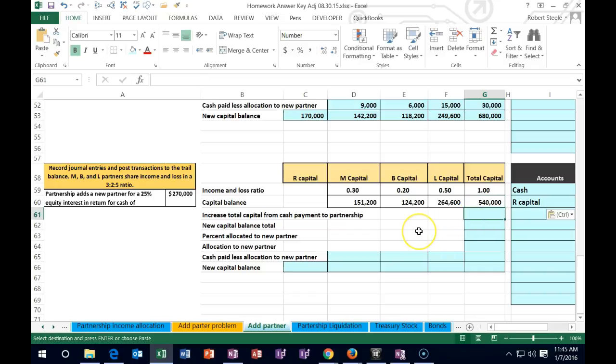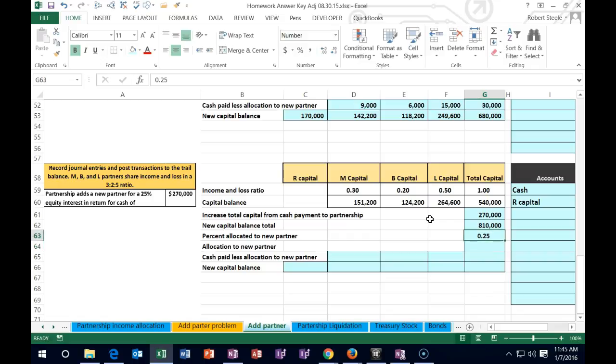And then the new partner is going to put in 270,000. Therefore, the book value, the assets minus the liabilities, meaning the total equity, is going to go up by 270, which equals the 540 plus the 270. And that will equal the 810. So now we're going to be at 810, and that's the new net value of the partnership. We're going to give R a 25% interest, 0.25.